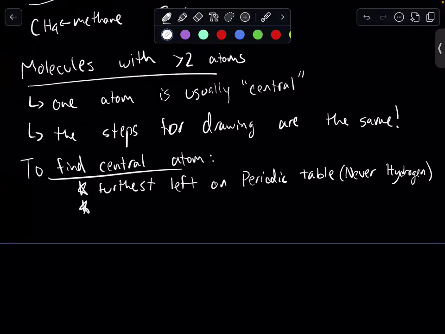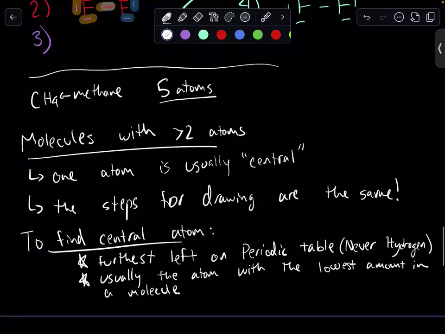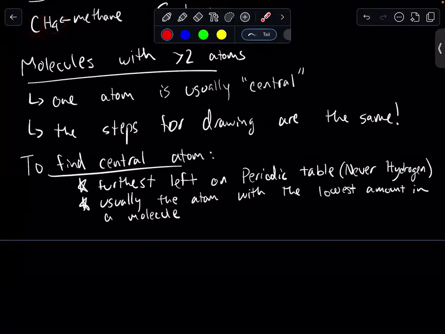Furthermore, it is usually the atom with the lowest amount in a molecule. So for example, when we look at CH4 methane, we have 1 carbon and 4 hydrogens, so it's probably going to be carbon. But we'll continue with our guidelines.